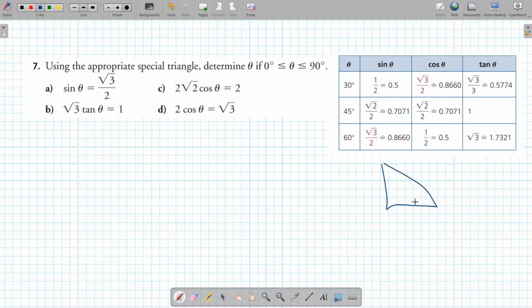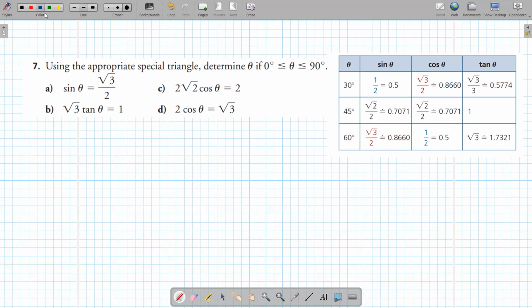Like 45: 1, 1, root 2, 45 here, 45 here. The other one, 30, 60: 30, opposite is 1, hypotenuse is 2. That means down there is root 3. So it doesn't take too long to build it. But yeah, the chart is always gonna be handy.